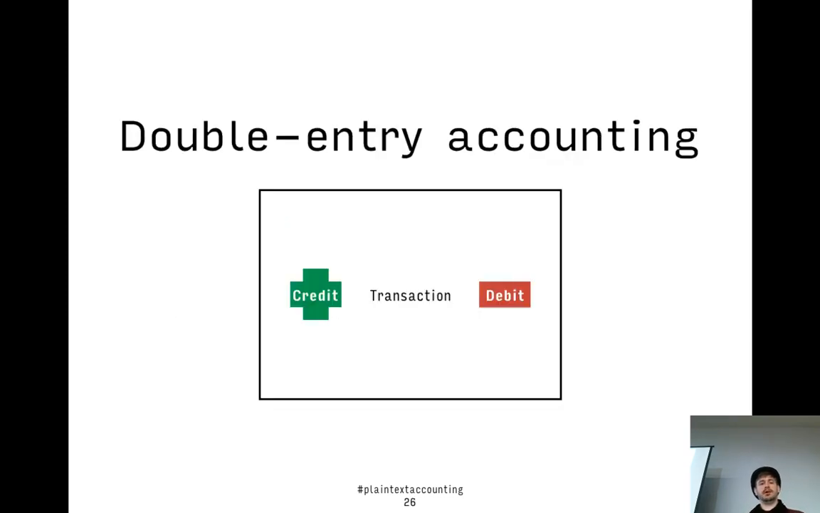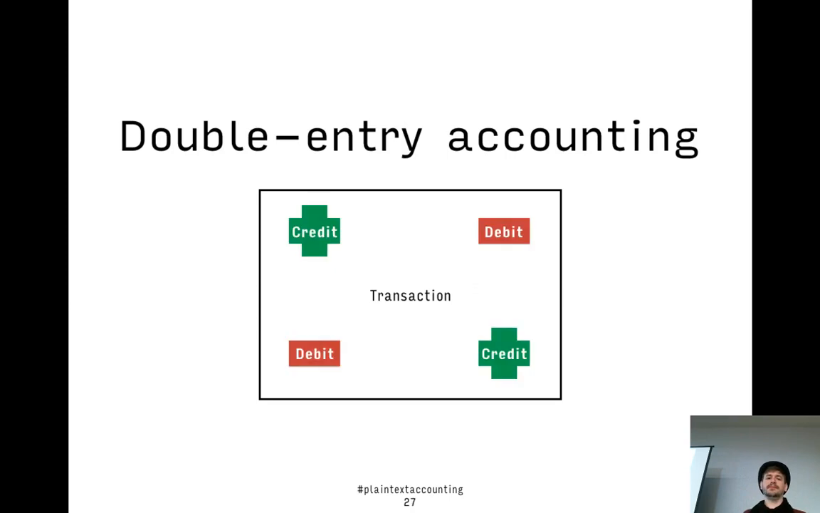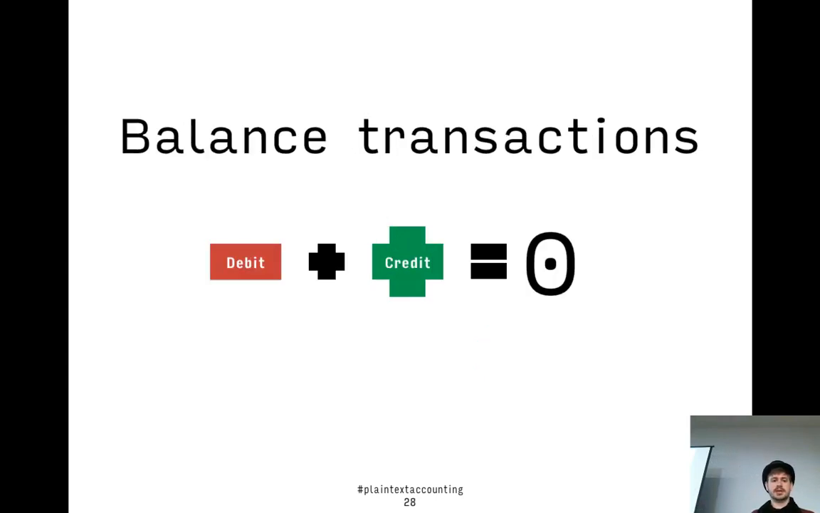Most transactions debit one account and credit the other, but they can include multiple credits and multiple debits if you've got multiple ins and outs for a single transaction. All transactions must balance. This means that the sum of the debits and the credits must be equal to 0. If you take $100 from one collection of accounts, you must add $100 to another collection of accounts in order for the transaction to be valid and balanced.